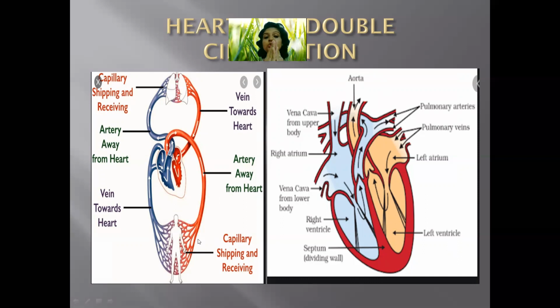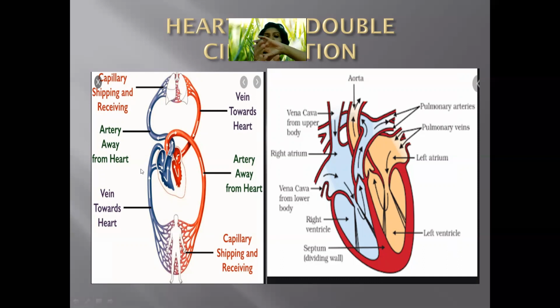You give O2 to each and every cell of your body. Your body cells convert this O2 with the help of glucose. That means respiration: C6H12O6 plus 6O2 gives 6CO2 plus 6H2O, and then the energy is released. Now this CO2 is traveled back to the heart for getting oxygenated. So this is how the pumping of the heart is there.